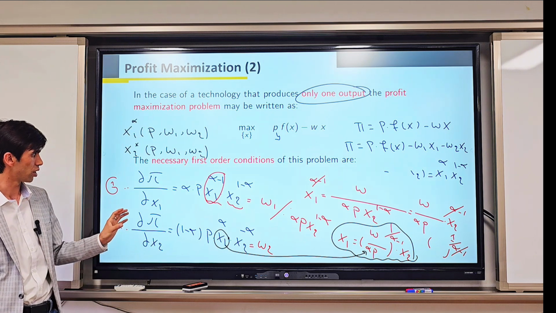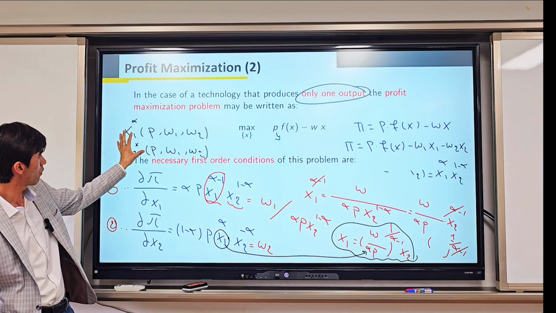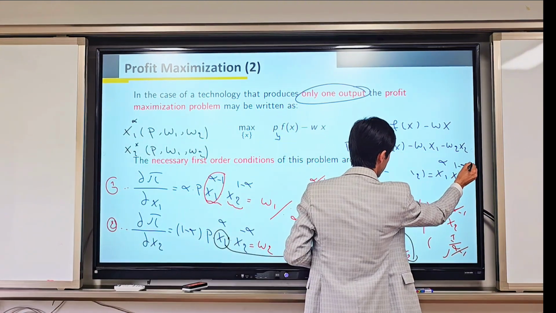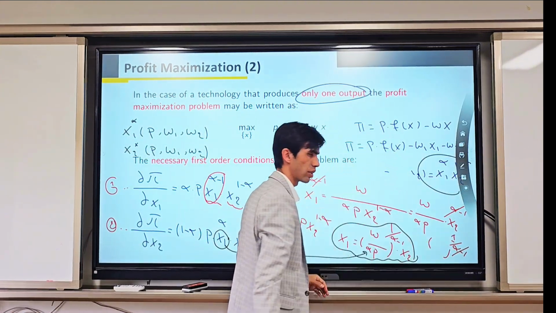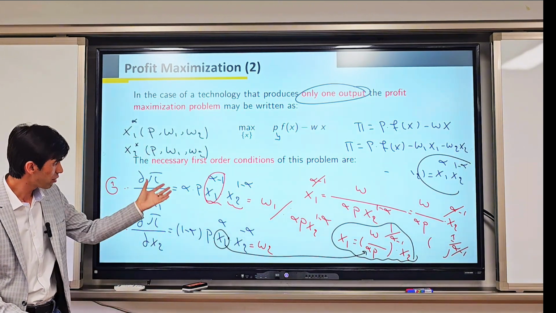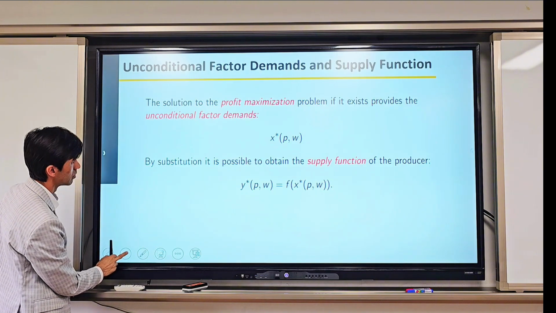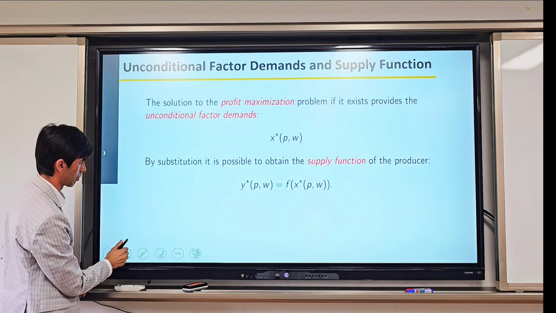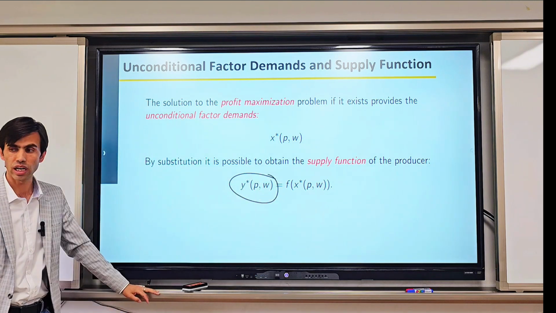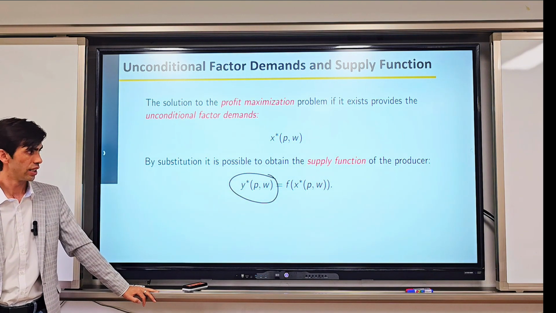Then we can substitute the value of x1 and x2 into this production function, x1 to the power of alpha, x2 to the power of 1 minus alpha. Then what we will receive is some value like this, which is our supply function.